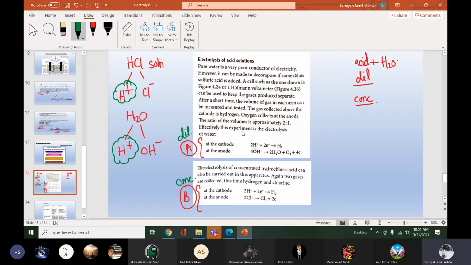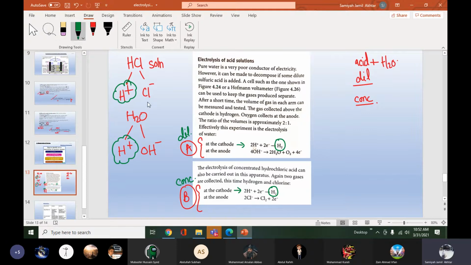cathode. So in both cases, in case of dilute also, H positive ion will discharge forming hydrogen gas, and in concentrated also, H positive ion will discharge and form hydrogen gas. So in both cases we will get the same product on cathode, which is hydrogen gas.